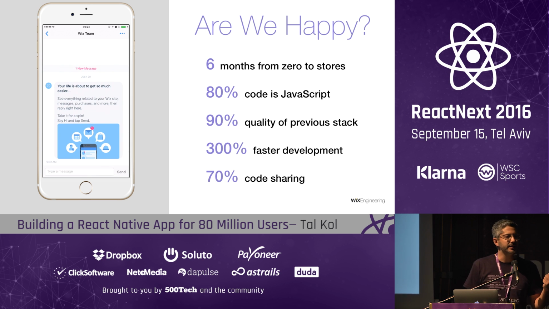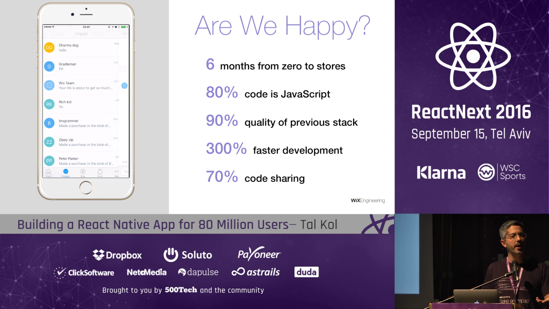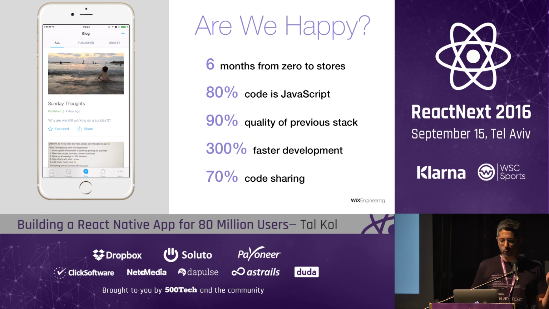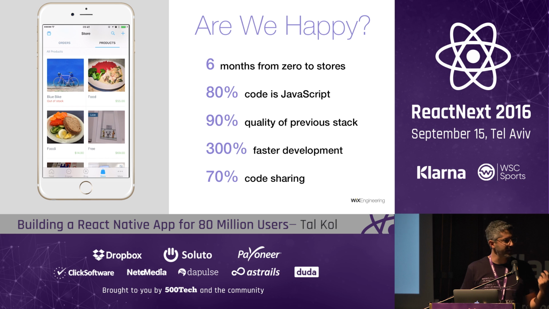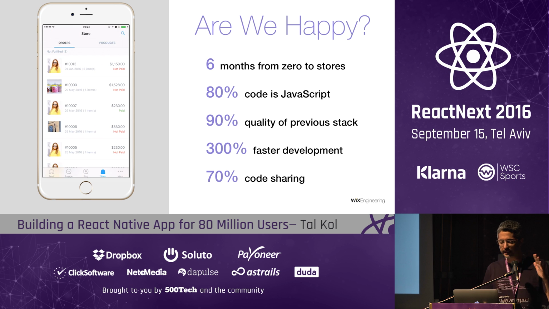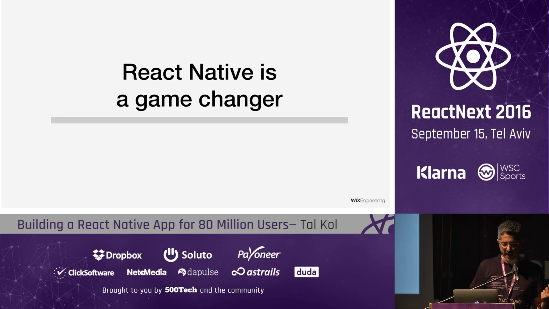Our development is insanely faster. If we compare it to our mobile development before, we're developing 3 times as fast. And this is simply insane. One of the reasons for that is that we have about 70% code sharing between iOS and Android, which we didn't have before. So bottom line, yes, we are happy, even for high-scale production. React Native was a game changer for us, a complete game changer. It was an enabler.